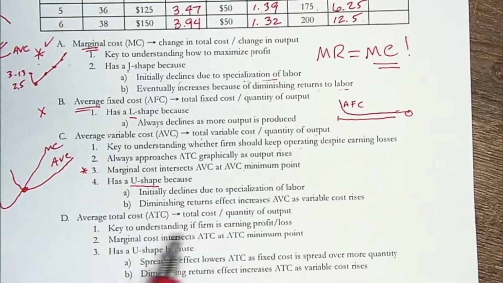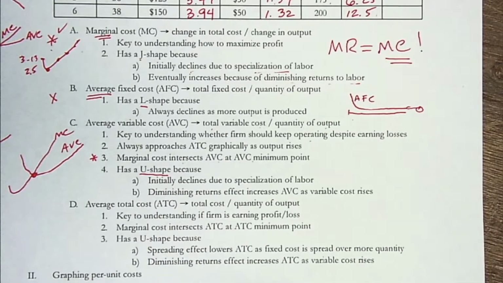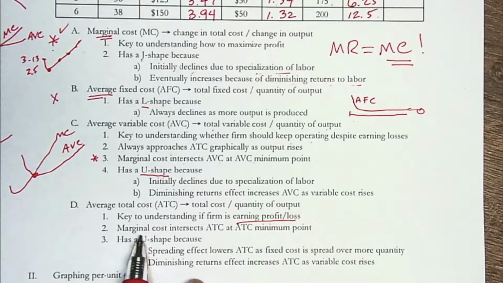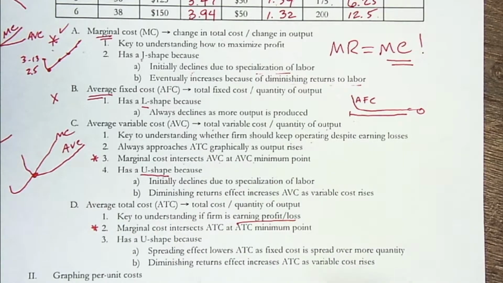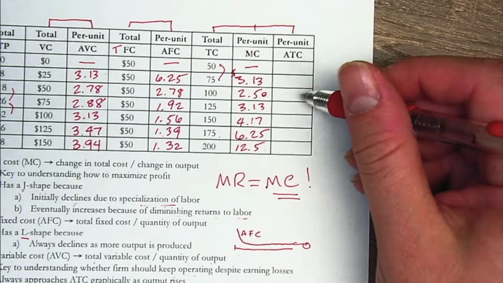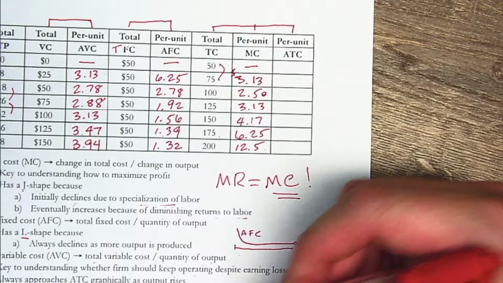The last one to know is average total cost, ATC. And this one is key to understanding if a firm is earning a profit or a loss. And we're going to learn why these things are true later. Marginal cost is going to intersect ATC at the ATC's minimum point as well. So we're going to put a bullet point next to that. We're going to observe the same thing happening up here with ATC. Now this one is calculated as just the total cost divided by the quantity.